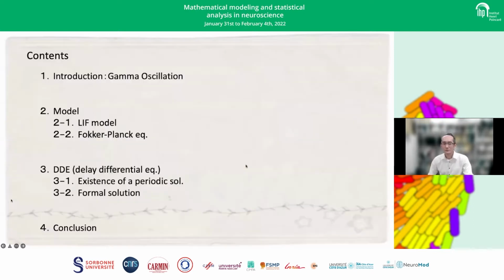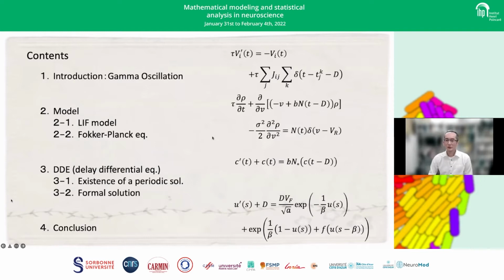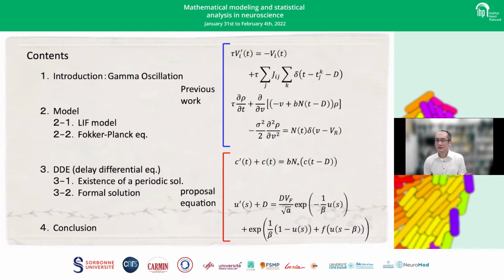Okay, let's get started. First of all, I want to introduce the contents of this talk. During my talk, I will show you four different equations. The first and second equations were proposed in previous work, the 1999 articles by Brunel and Hakim, and these equations were introduced in Alejandro's talk. It is completely the same. On the other hand, the third and fourth equations are our proposed equations, which have the form of delay differential equations, or DDE.